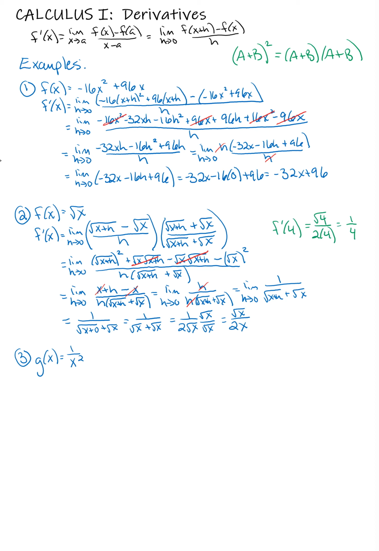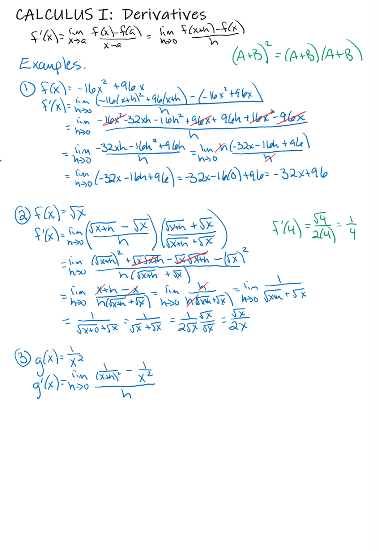All right, let's take a look now at example 3. Let's find the derivative of g of x equal to 1 over x squared. So g prime of x is the limit as h approaches 0 of 1 over, again, replace that x with x plus h, minus f of x just as it is, and then all of this is over h. So take your time with that. Make sure you see where that's coming from in that original definition.